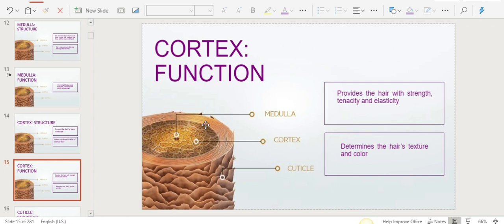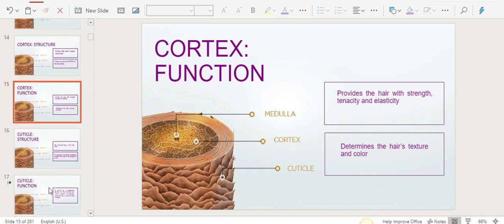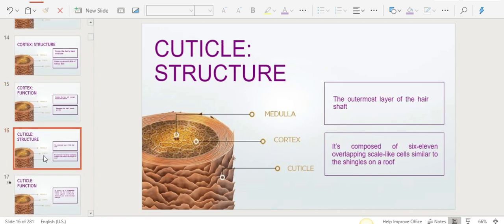Also, one key thing about the cortex is that it provides our hair with texture and also with color. So if you're going to have blonde hair, brown hair, red hair, black hair, whatever, the cortex will be responsible for that. And the cortex will also be responsible for the texture of your hair, meaning if you're going to have curly hair or whatnot. The cortex would determine that.